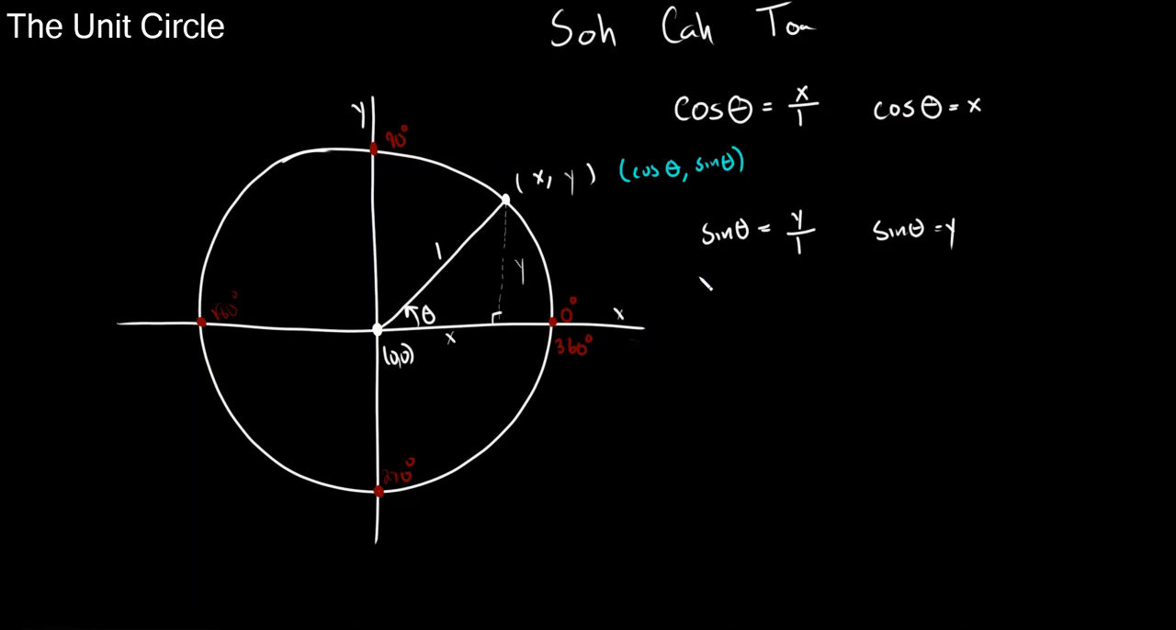Okay, and make sure you're able to get this in radians as well. Remember, 360 degrees is 2 pi radians, 180 degrees is pi radians, and definitely make sure that you're able to convert to radians.